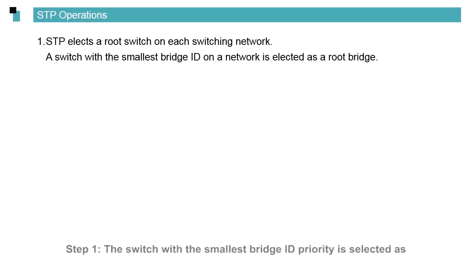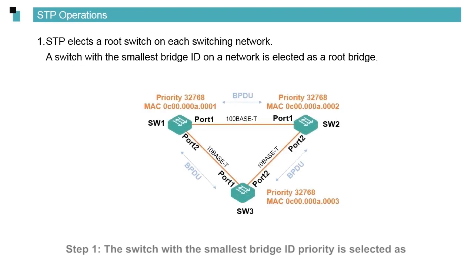Step 1. The switch with the smallest bridge ID priority value is selected as the root bridge in each broadcast domain. Switches compare MAC addresses if the bridge ID priorities are the same. In this example, the 3 switches all use the default priority. SW1 has the smallest MAC address and is selected as a root bridge.